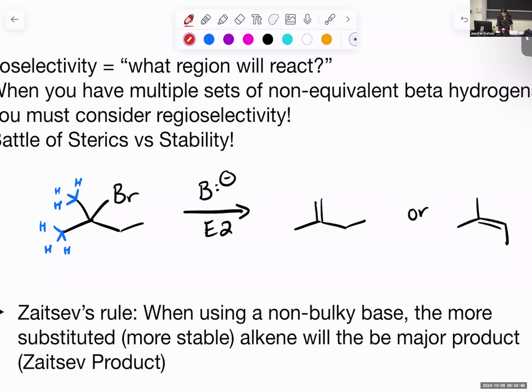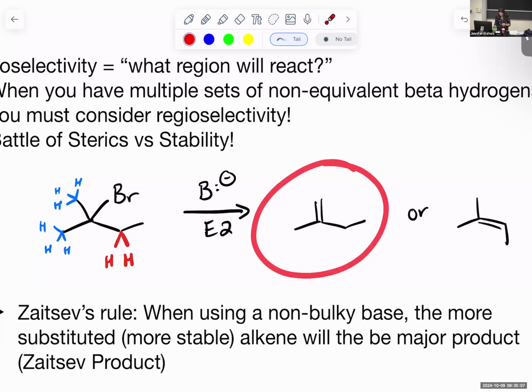On the right-hand side, I see that there are 2. Now I have a CH2, a methylene. So now I have non-equivalent, different types of hydrogens. So now the question is, all right, do I take it from the left or the right?